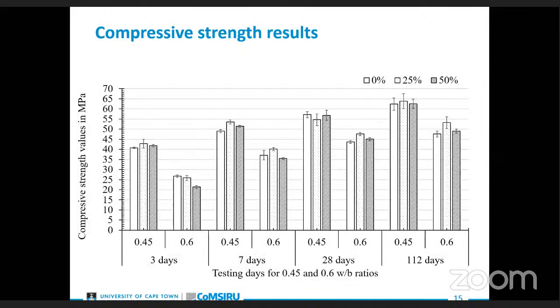From my second graph here, which shows the increase of strength age-wise at 3, 7, 28, and 112 days, it shows that at 3 days, my highest strength is found at the 25% of RFA for 0.45 water binder ratio. At 7 days, the highest strength is found at 25% replacement level for both water binder ratios. At 28 days, the control mix showed a slightly higher strength than the 25% mixes for 0.45 water binder ratio. But at 112 days, the 25% mix shows a higher overall strength.